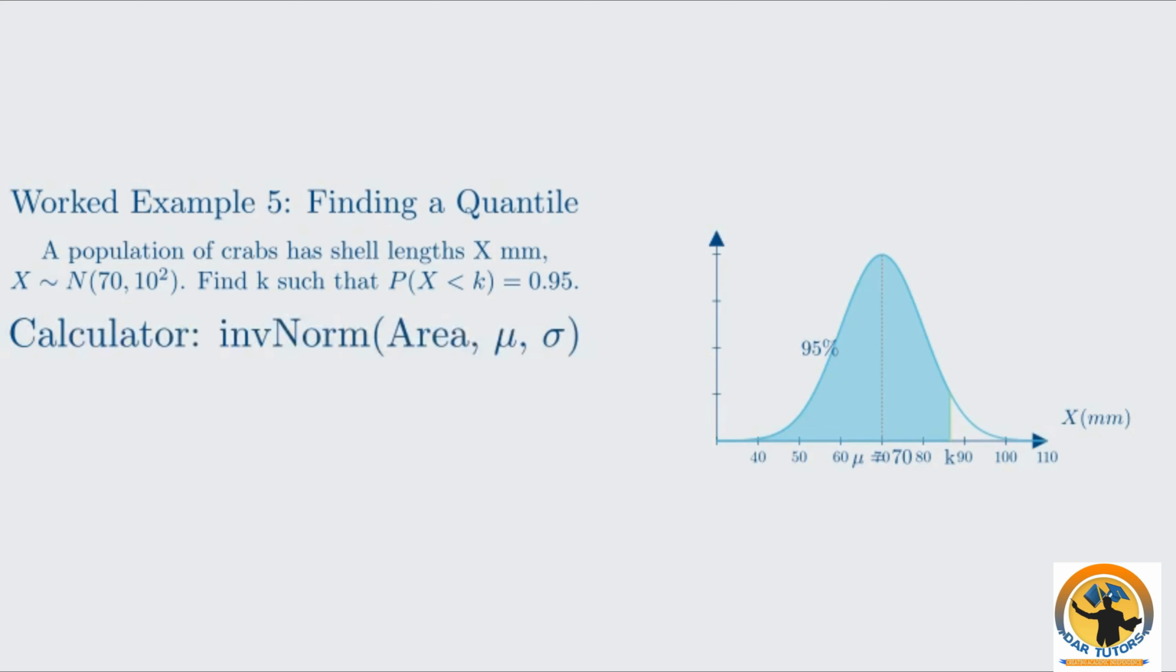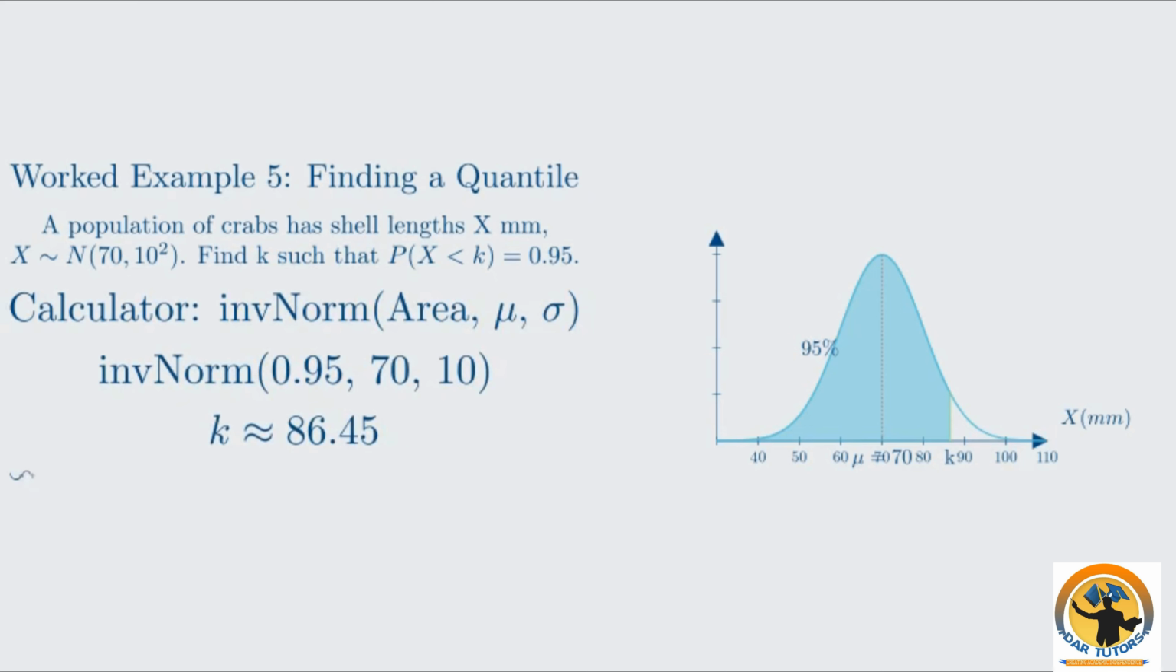The inv-norm function requires 3 inputs: the area to the left of the quantile we're looking for, the mean of the distribution, and the standard deviation. In our case, the area is 0.95, the mean is 70, and the standard deviation is 10. The calculator gives us k is approximately 86.45. This means that 95% of crabs in this population have a shell length of 86.45 millimeters or less. This is the 95th percentile.